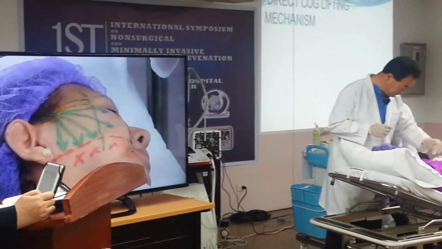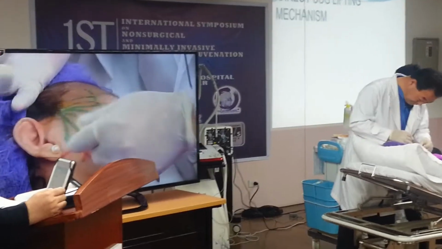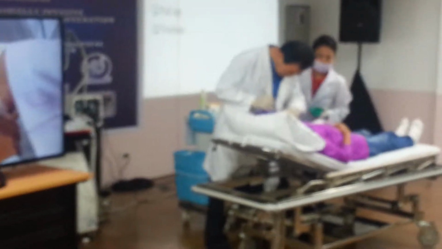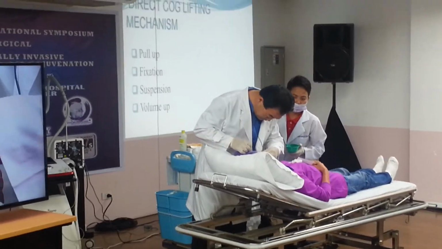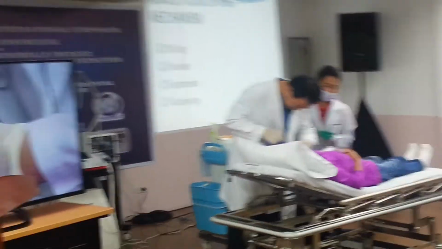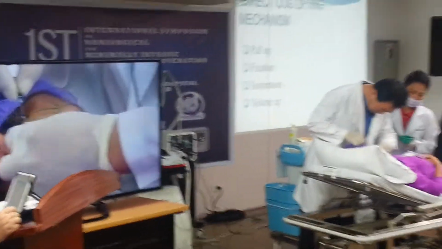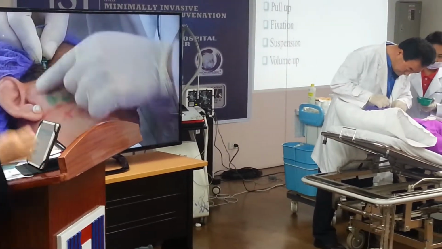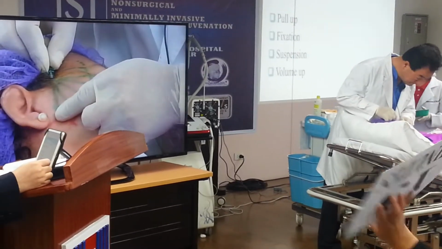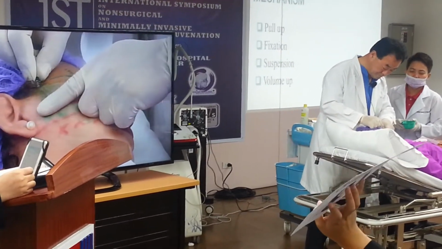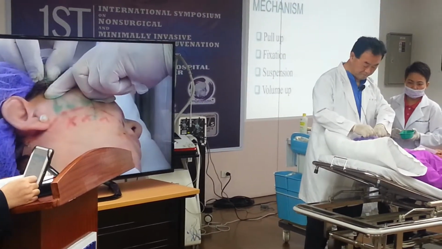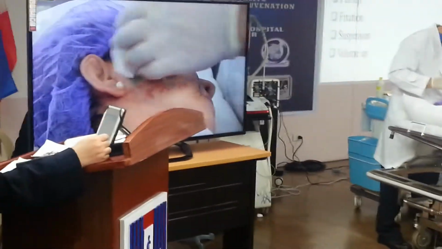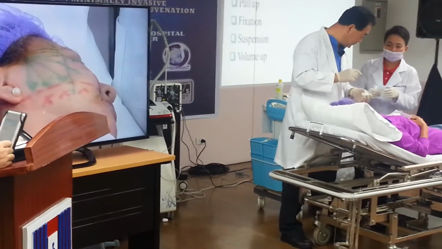Next slide, please. This is what he's going to do this morning. In the direct cog lifting mechanism, what it does is it pulls it up, it fixates it, it suspends, and it volumes up the face of the patient. He's right now inserting the cannula on the area where he wants to put the cog. This is safer. You can also do it directly using the needle of the cog, but he told me that it will be much safer this way. So now that the cannula is in place, he will now put in the cog thread inside that cannula. I'm sorry, he did it directly.